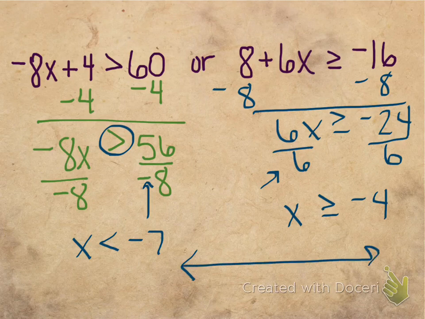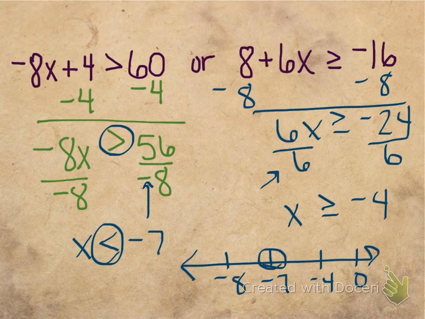So on my number line, I'm going to put some numbers. I'm going to put an open circle on negative 7. And I'm going to shade to the left. And then I'm going to put a solid circle on negative 4, and I'm going to shade to the right.